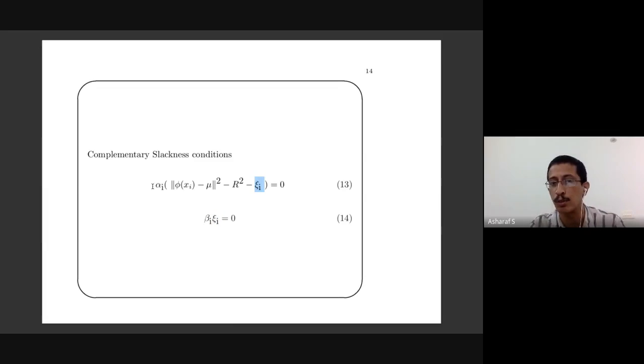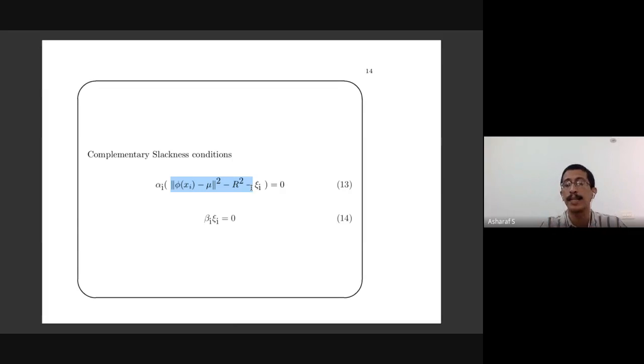Alpha I is equal to 0, which means that this has to be 0. That means that phi of xi minus mu square minus r square minus zeta I is equal to 0, which means that phi of xi minus mu square is equal to r square plus zeta I. These are the points which are essentially outside, which can essentially make mistakes.